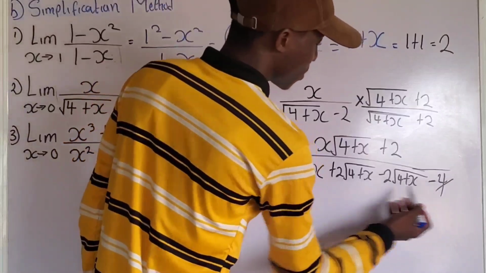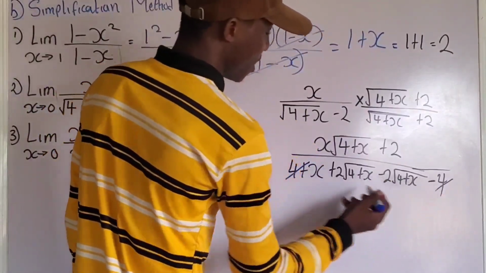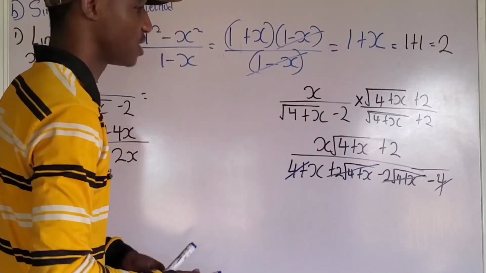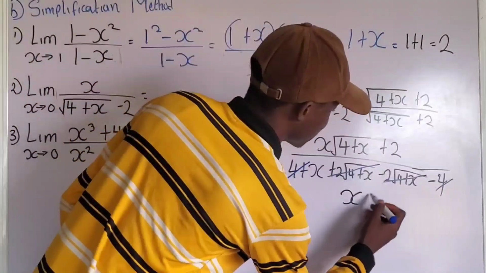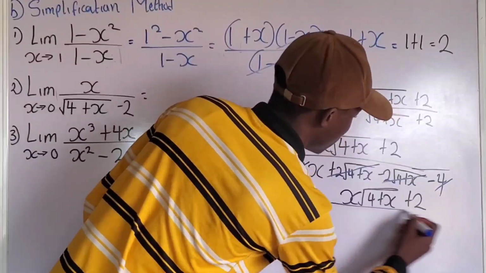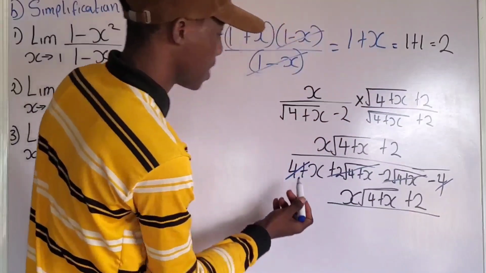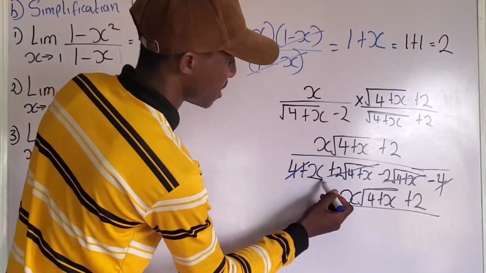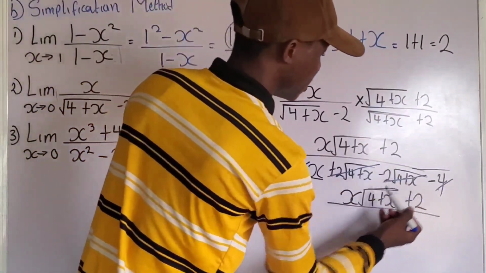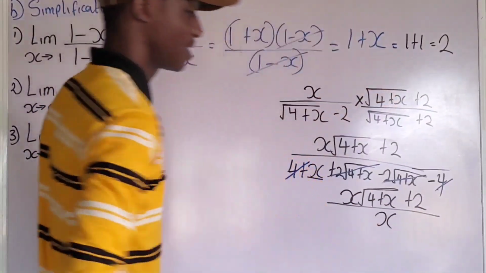this can eliminate this because we have positive 4 and negative 4, and this can eliminate this as well. So the final answer, the conjugate, you're going to have x times (root 4 plus x plus 2) all over. Now, we don't forget that we are having x here. We are only left with x. This plus 4 cancels this negative 4. This plus cancels this. You understand? So I'm going to have this over x.